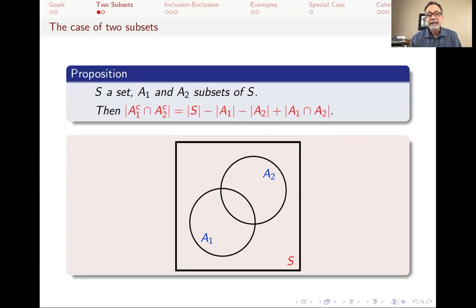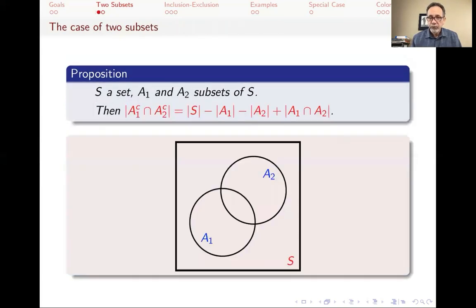What does this formula say? It says that to find the size of A1 complement intersection A2 complement, you take every element in S, but you didn't want the elements of A1, so you throw out how many of those there are. You didn't want the elements of A2, you throw out how many of those there are. But in doing so, you've thrown out the elements of A1 intersection A2, the part of the two circles that intersect, twice. Once when you were taking out the elements of A1 and once when you were taking out the elements of A2. And that's an undercount. You took those elements out twice. So you need to put one more back in, the size of A1 intersection A2, to get a correct count.